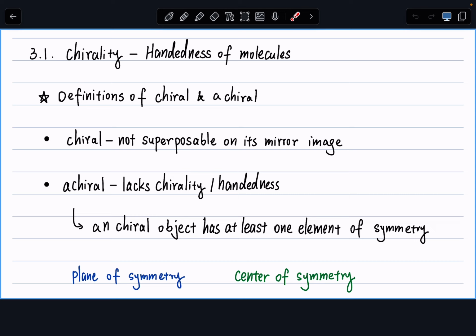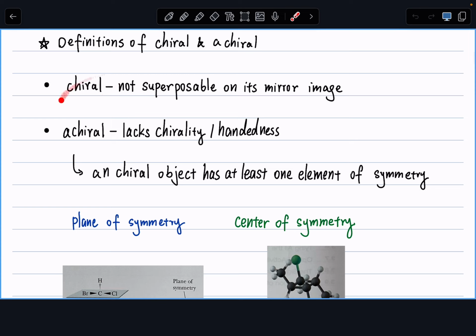When we're talking about chirality, we're talking about the handedness of molecules. So what is handedness? If you look at your left and right hand, you can put them together as mirror images. Imagine you have a mirror in between, and they're mirror images of each other. But you can never superimpose your left hand on your right hand. That's where the concept of handedness comes from. In chemistry, or in science, we want to give it a more careful definition. So when we say a molecule is chiral, we're saying the molecule is not superimposable on its mirror image.